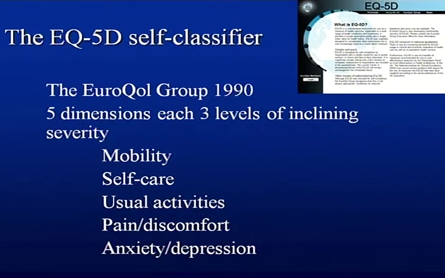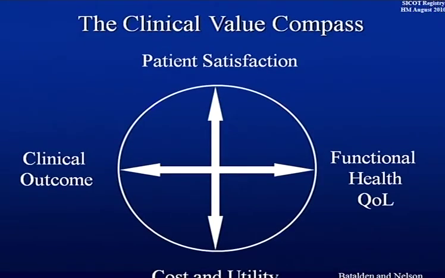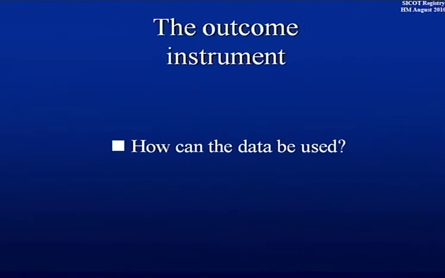This is more information about the EQ5D. You can go on the net and you can get information. It's translated to 62 some different languages. And then you can look into quality-adjusted life years, a utility measure that combines health-related quality of life and survival. And you can now go back to the clinical value compass and basically fill in all dimensions in this. Still, by running a national registry, by combining that to other existing registries in society.